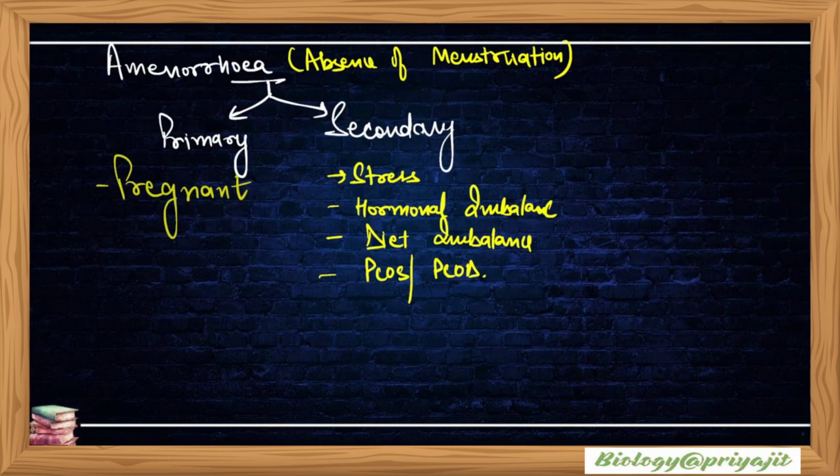Amenorrhea is the absence of menstruation. It can be of two types: primary amenorrhea and secondary amenorrhea. Primary amenorrhea can be found during pregnancy, and secondary amenorrhea can arise due to stress, hormonal imbalance, diet imbalance, PCOS, polycystic ovarian syndrome, or polycystic ovarian disease, in such situations.